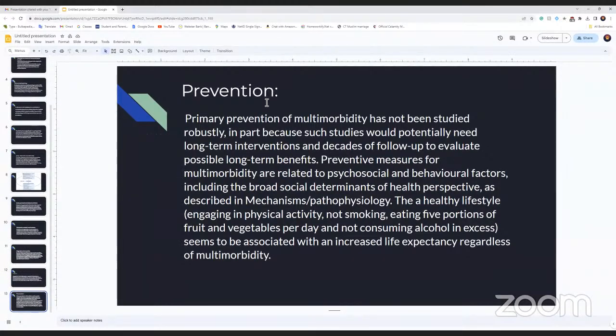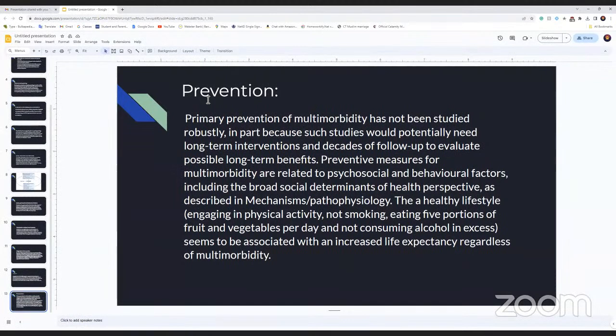How to prevent multimorbidities? Primary prevention of multimorbidity has not been studied heavily, in part because such studies would potentially need long-term intervention and decades of follow-up to evaluate possible long-term benefits. Preventive measures for multimorbidity are related to psychosocial and behavioral factors, including the broad social determinants of health perspective, as described in mechanism and pathophysiology.